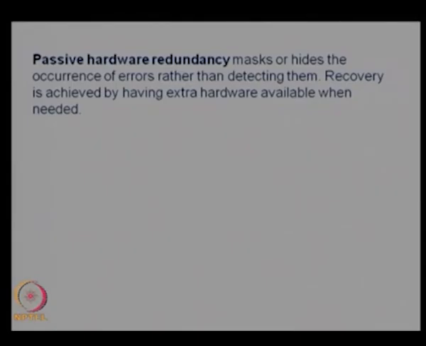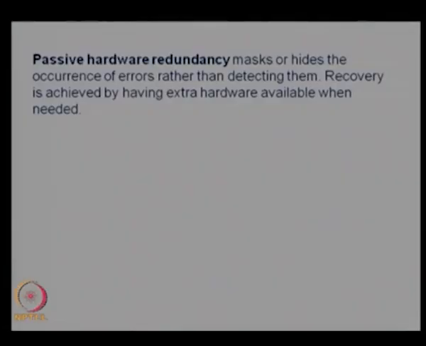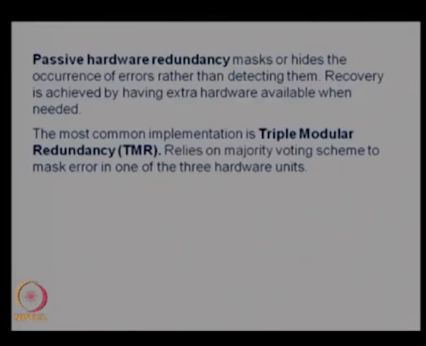Since there is additional hardware available, recovery is easy. It can automatically recover from the error, because the other hardware will take over the function and provide normal functioning of the system. So, that is passive hardware redundancy. The most common implementation of passive hardware redundancy is known as triple modular redundancy. This relies on a majority voting scheme to mask an error in one of the 3 hardware units.